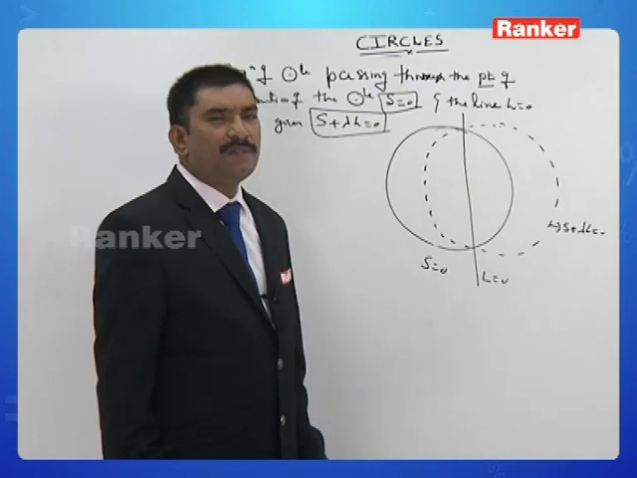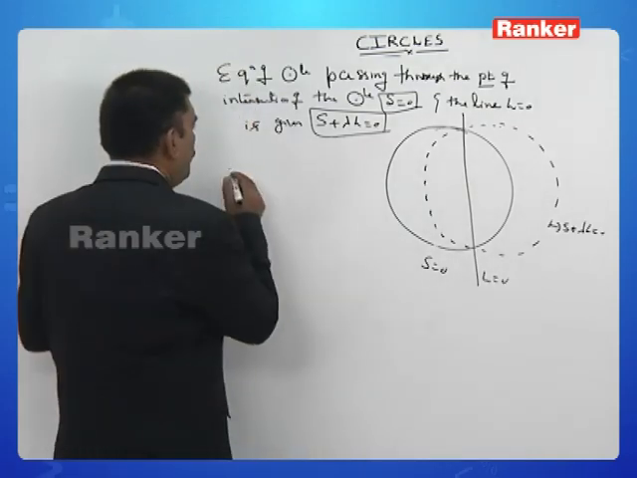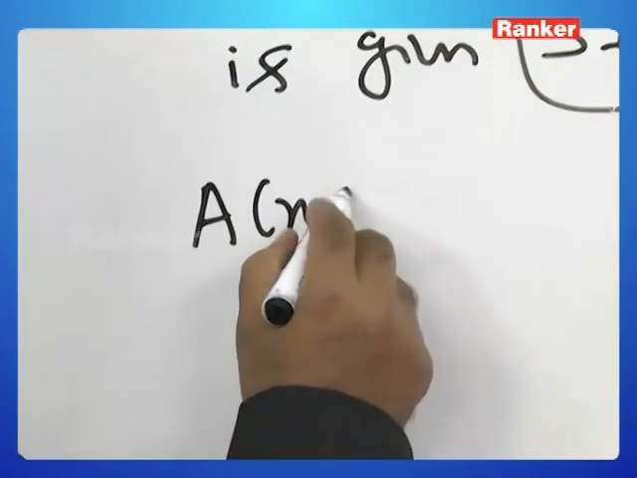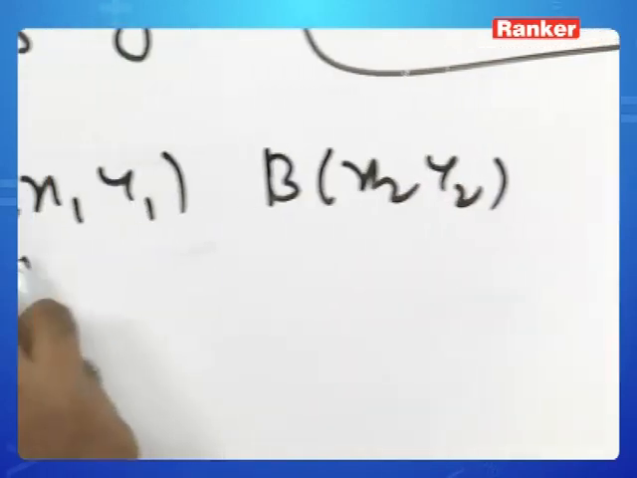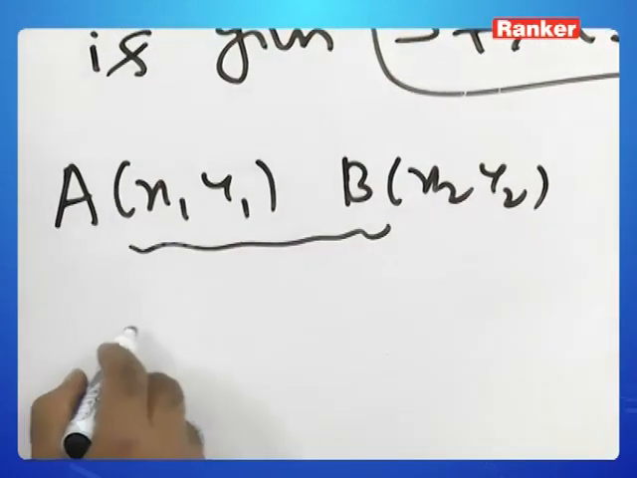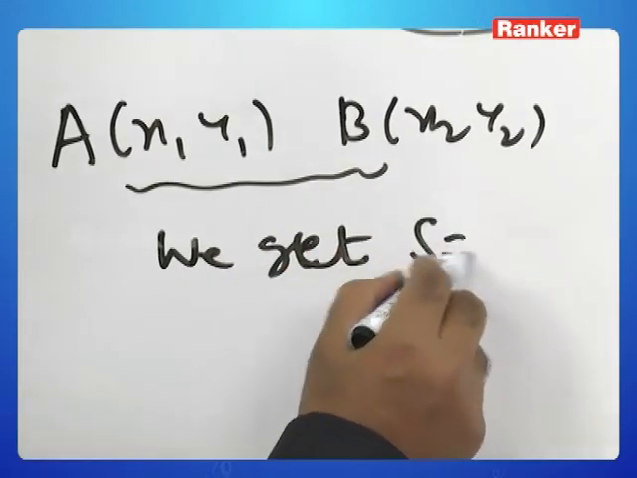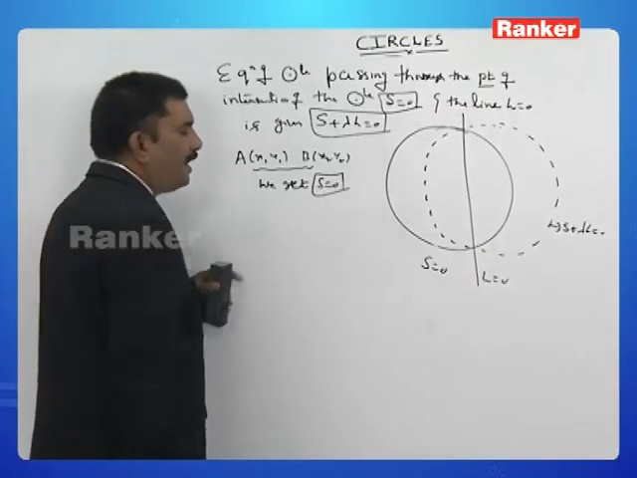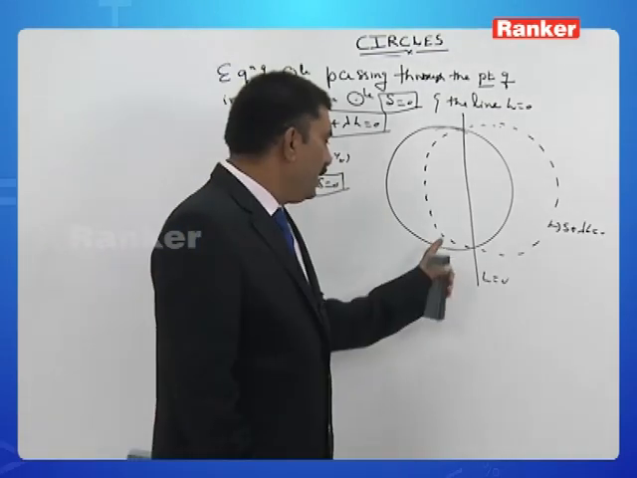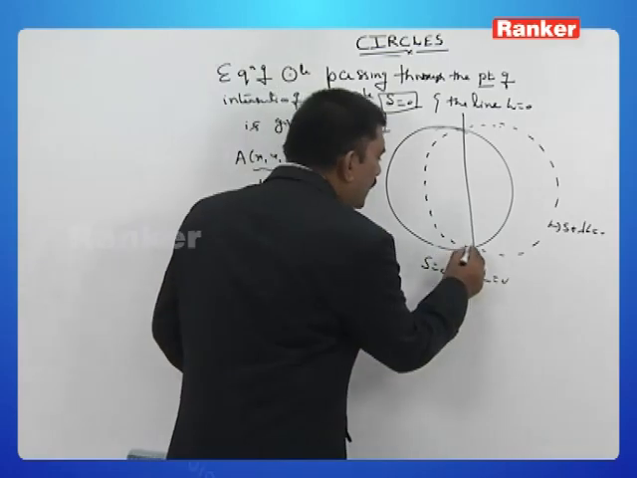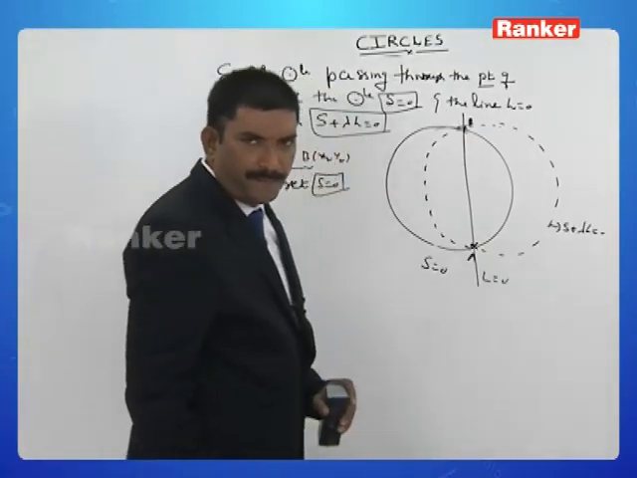Yes, this application S plus lambda L, we can also use to find the equation of a circle passing through 3 points. How, sir? In an elaborate way, you take A of x1, y1 and B of x2, y2 as the ends of a diameter. We get S is equal to 0. This is the circle having A, B as the ends of a diameter. Taking this as A, taking this as B, correct or not? Okay.